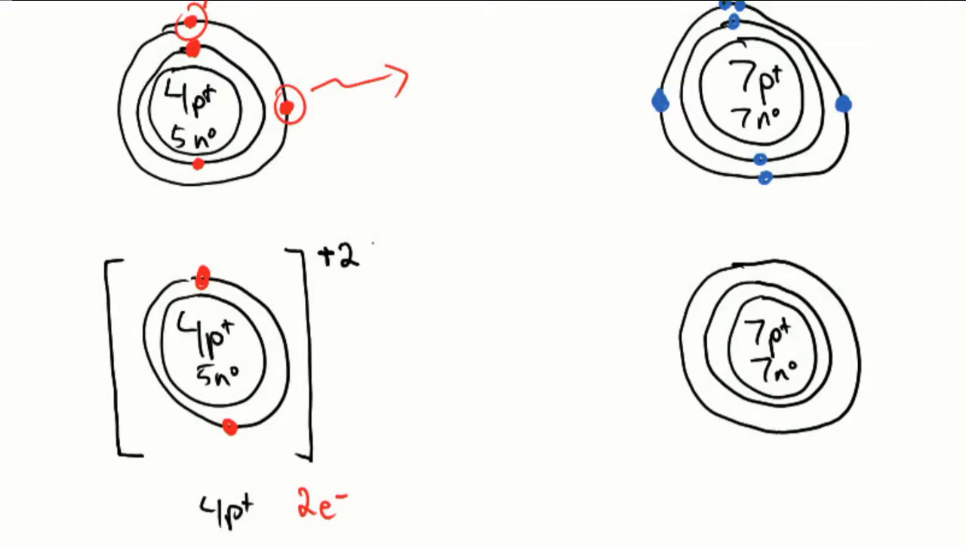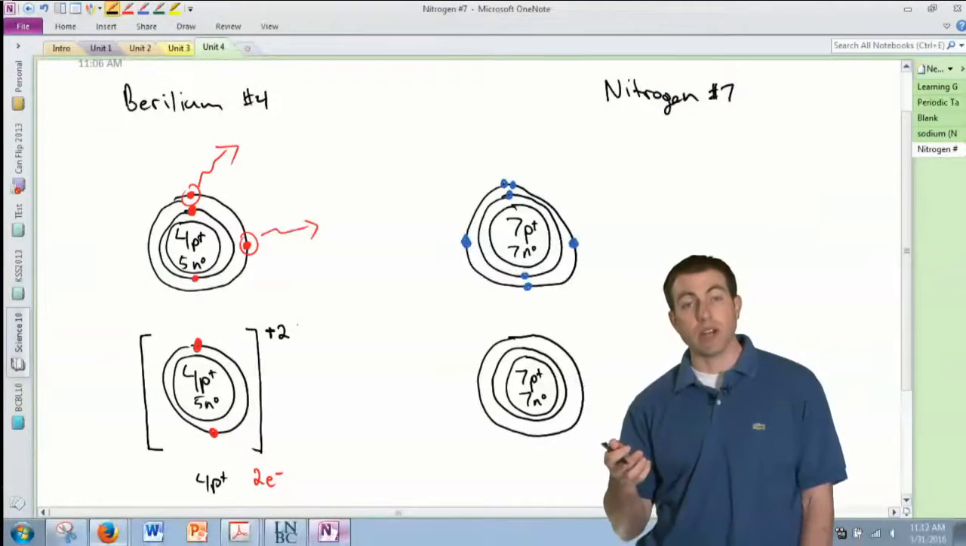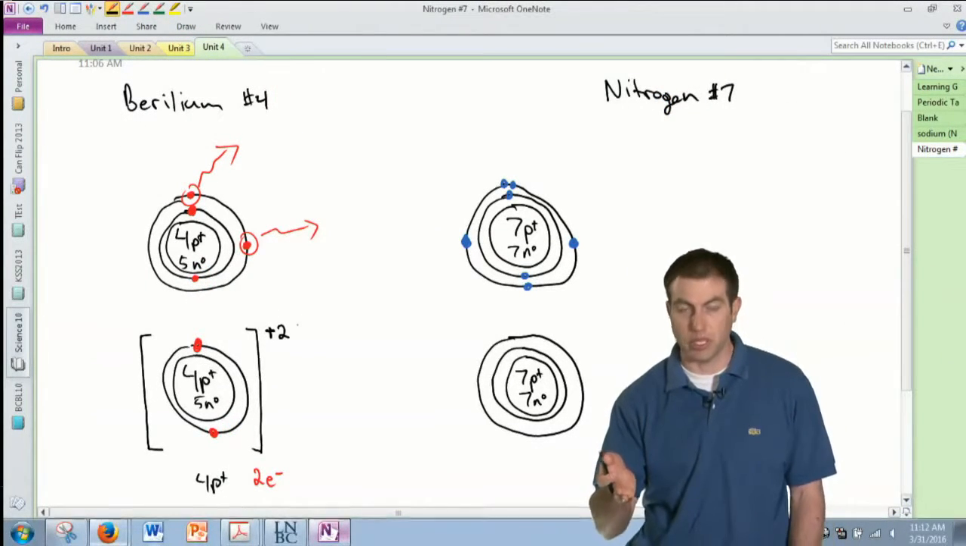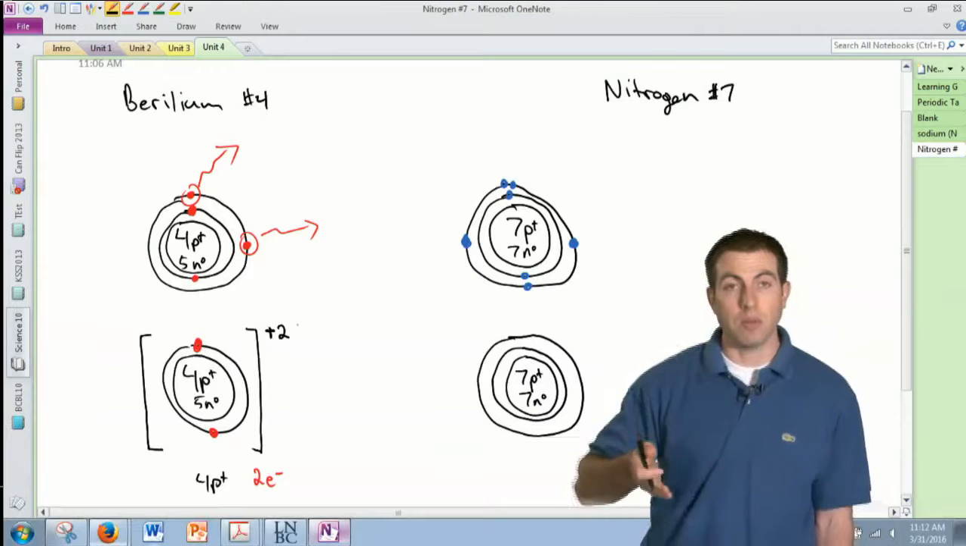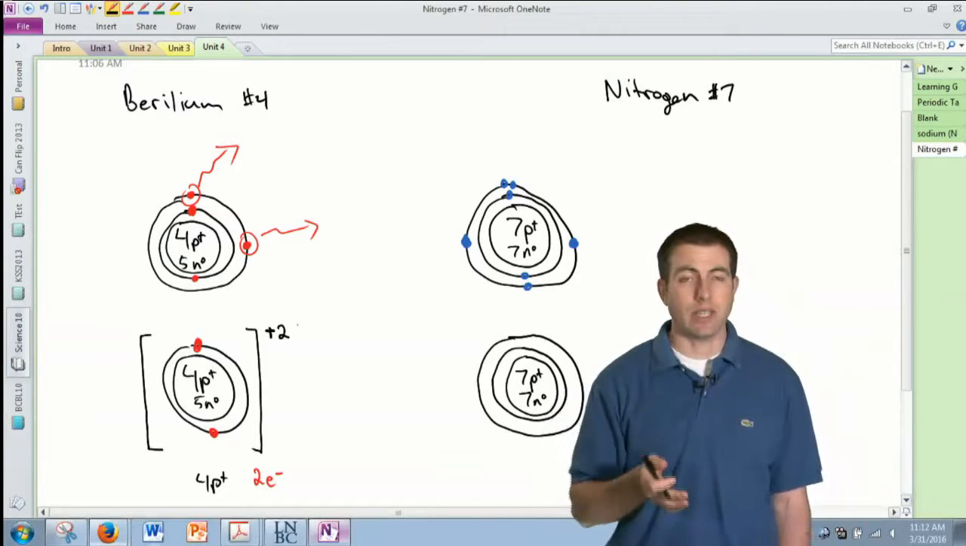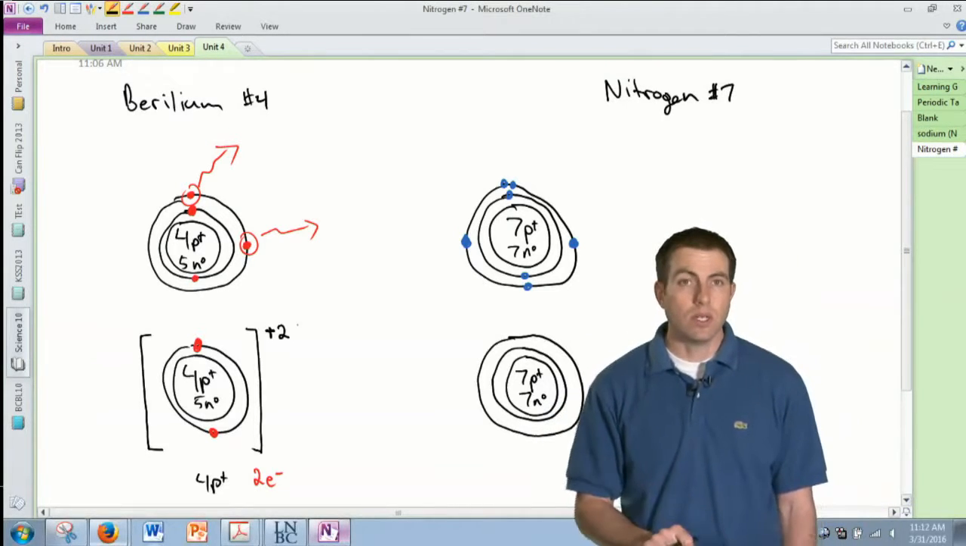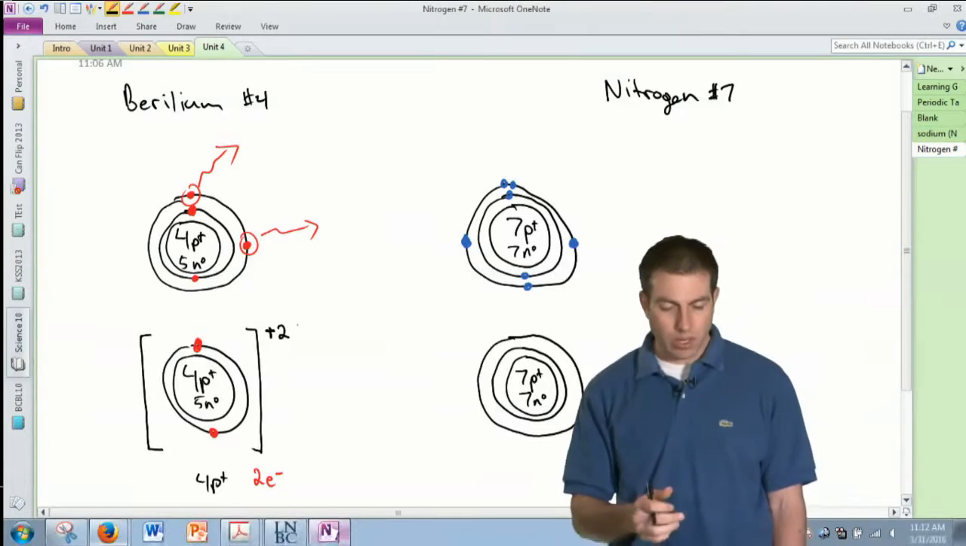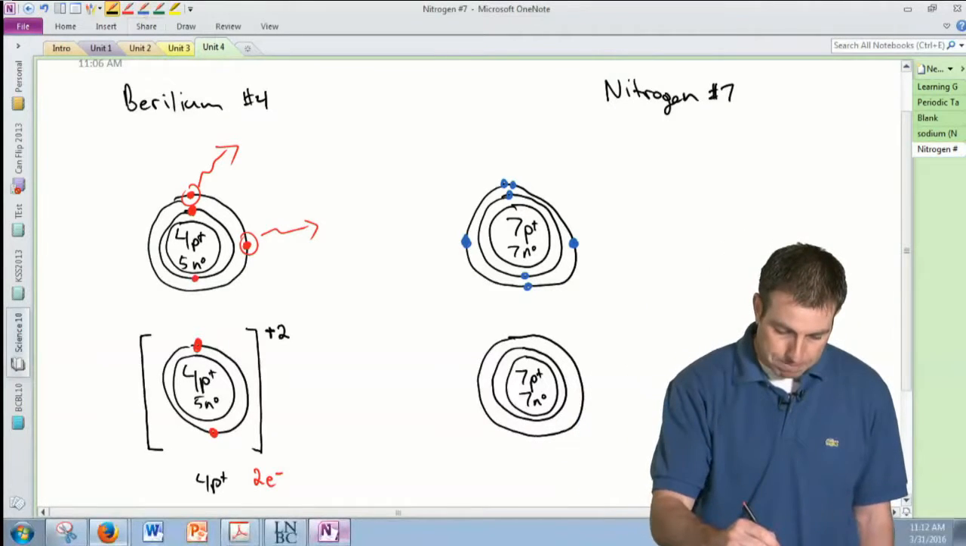And I can always go to the periodic table and just verify that. So if I go look at beryllium, it's in the second column on the periodic table, and everything in that second column has a charge of plus 2. So I'm okay there. That's looking good.